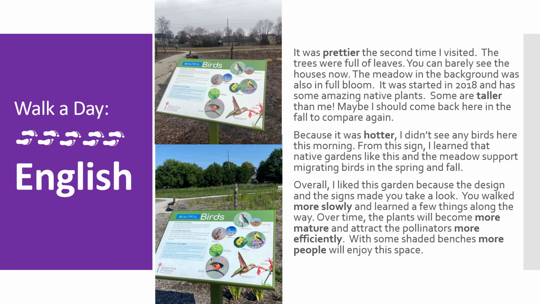Now it's your turn. Head out for your own walk. Notice how your environment changes and use comparatives and pollinator vocabulary to describe what you see. Write about your experience in your journal. And remember, every walk is a new opportunity to grow your English.